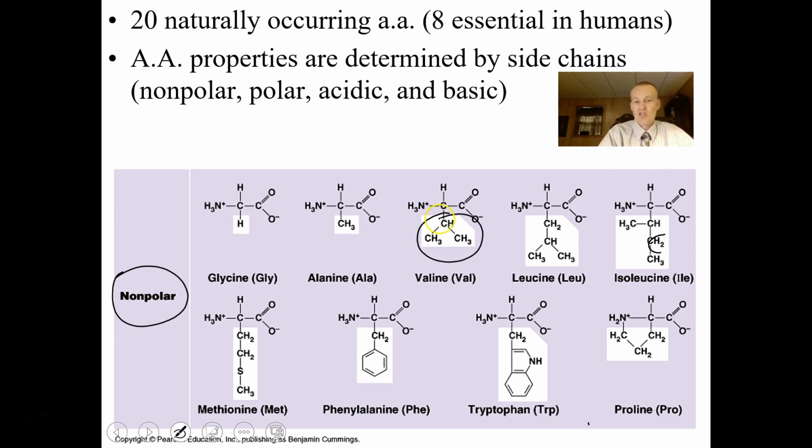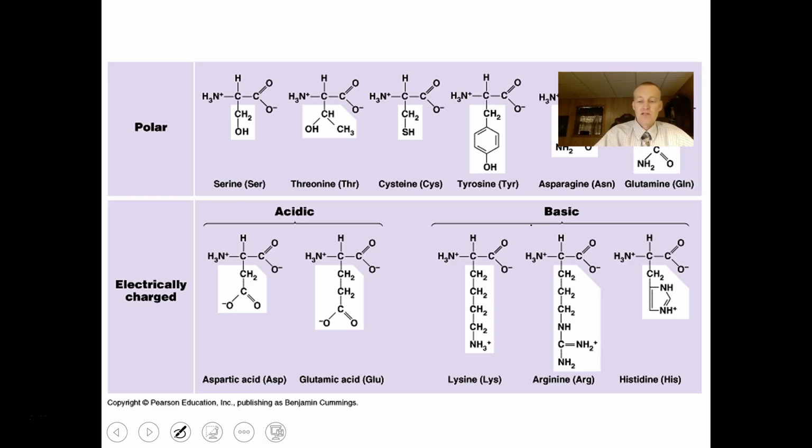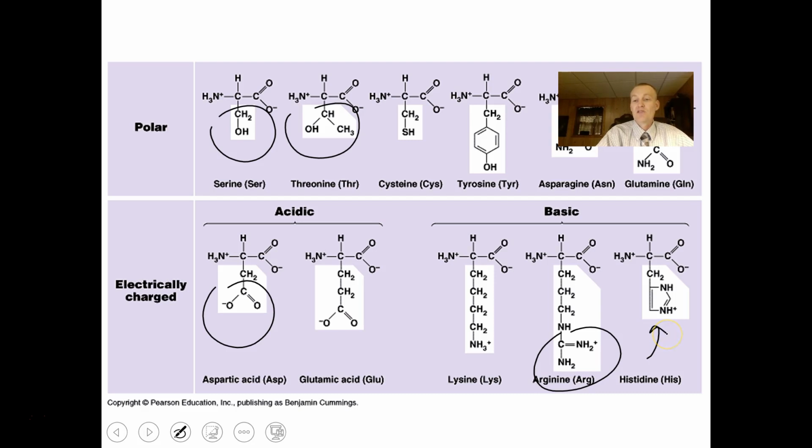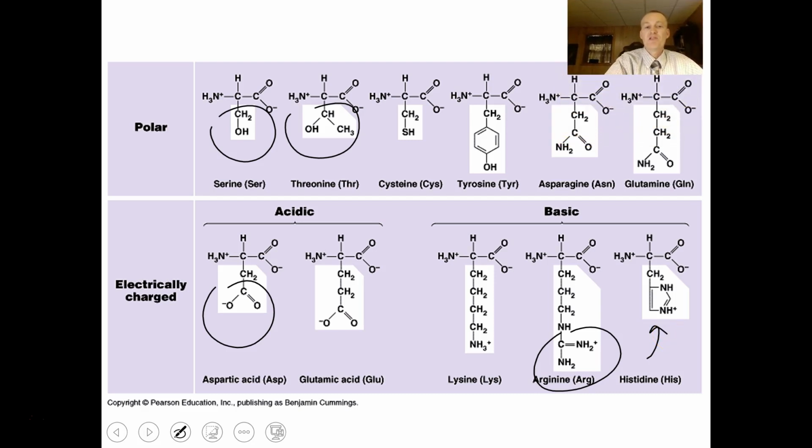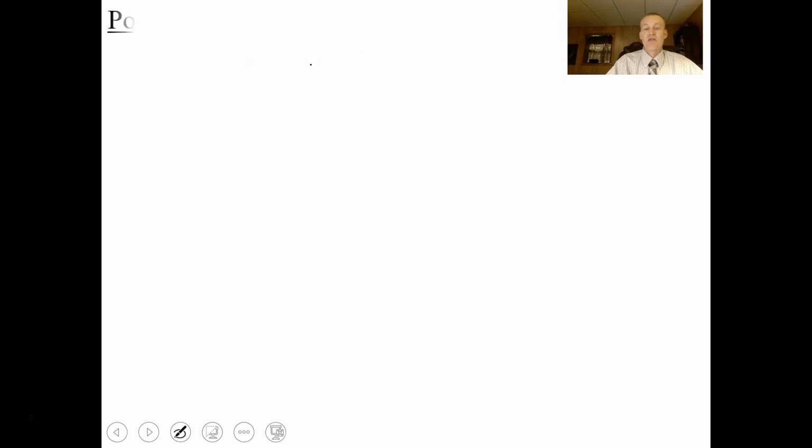So each of these are nonpolar. They don't affiliate with water. And then these over here are polar. They would affiliate with water. Some of them are acidic because they donate hydrogen ions, and some of them are basic because they have the ability to accept hydrogen ions. So different proteins have different properties because of the different arrangements of amino acids that are attached together making up that particular protein.